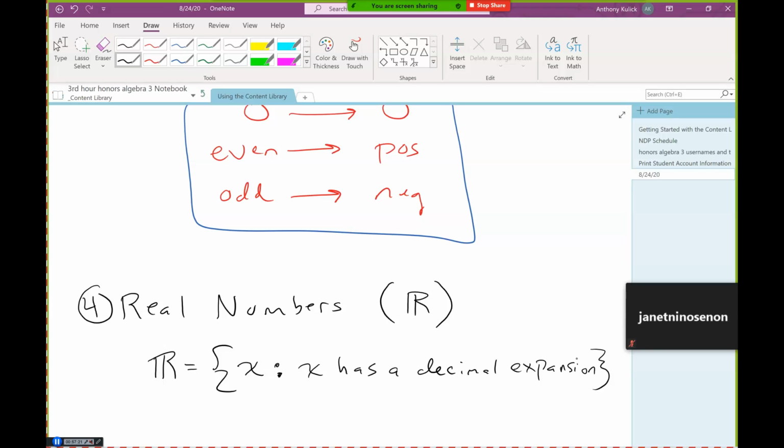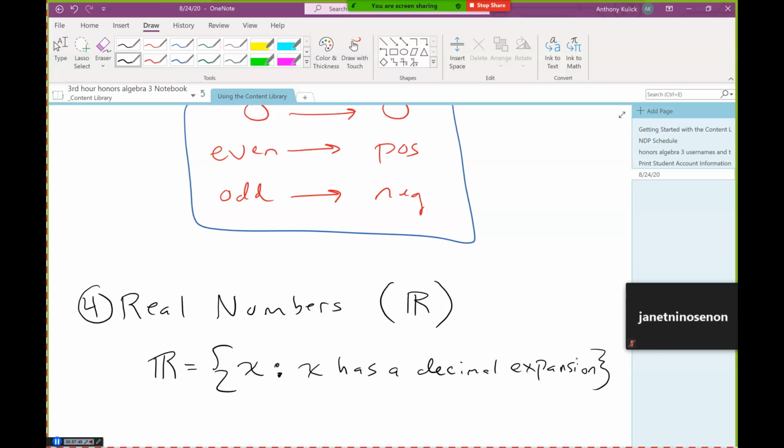So the way I'm going to define this is just the set of x's such that x has a decimal expansion. What do I mean by decimal expansion? Not even repeating, just that it can be written as a decimal. Okay with that idea?